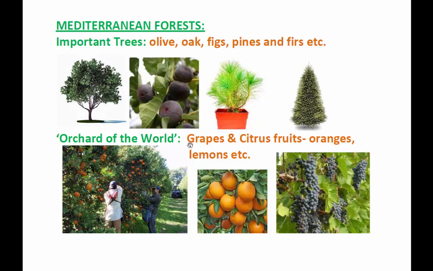And they produce a lot of fruits, grapes, citrus fruits like oranges, lemons. They are also known as orchards of the world because they supply most of the fruits, most of the important citrus fruits of the world are exported from the regions of this Mediterranean forest. Let's see the next one.